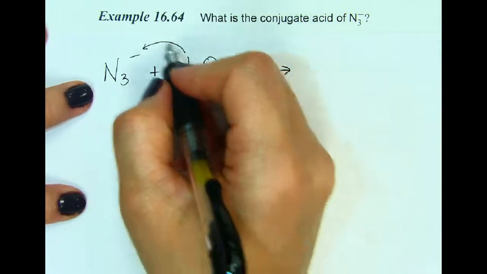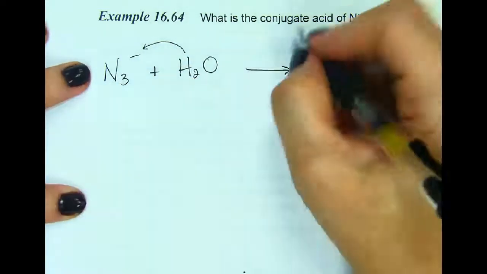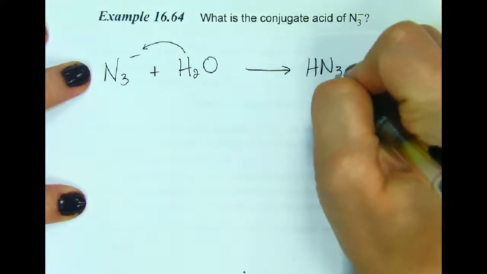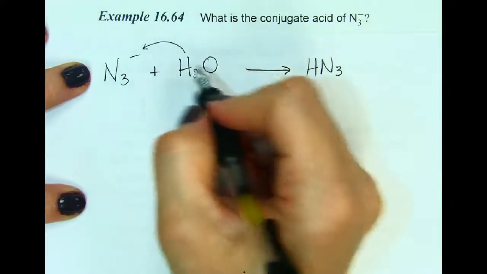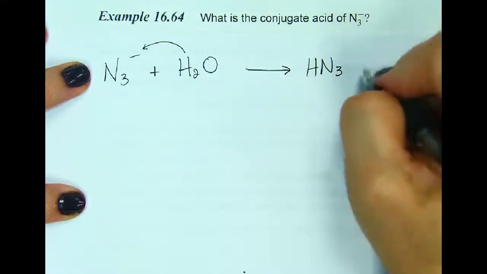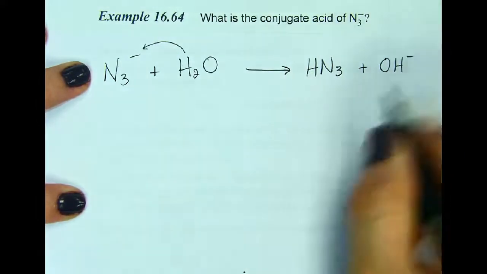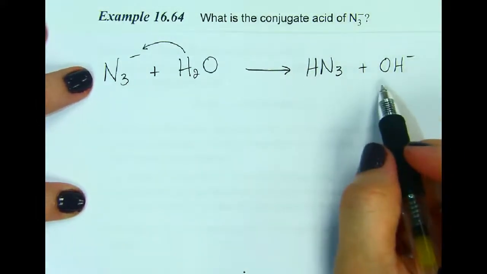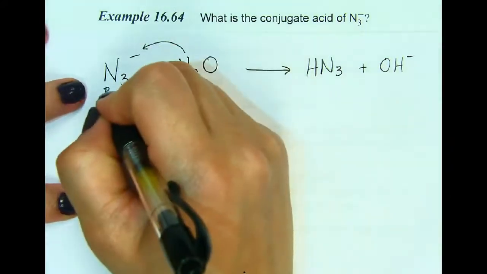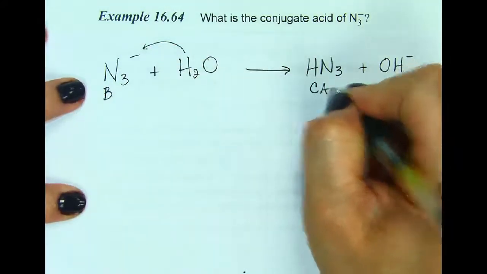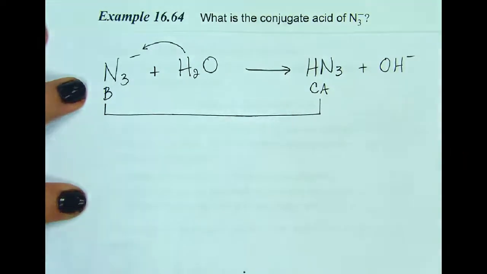So after the hydrogen transfers over, we're going to get HN3, the negative becomes neutral, and because this lost the hydrogen, we end up with hydroxide as my other ion. And so if this is my base, then this would be the conjugate acid that goes with it.